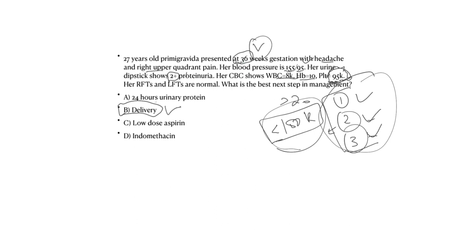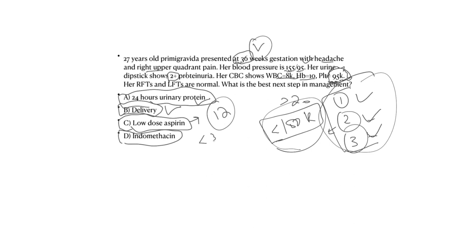Now, the 24-hour urine protein, like I talked about, is wrong because we already have the proteinuria dipstick, which is 2+. If it was 1+, then we would have done this. Low-dose aspirin is used for prevention of preeclampsia, not for treatment if the patient has already developed preeclampsia. It is just started at 12 weeks in patients at very high risk for preeclampsia. And indomethacin is started at less than 32 weeks, but it is used as a tocolytic to delay delivery. Here the patient is at 36 weeks, so there is no reason to give indomethacin.